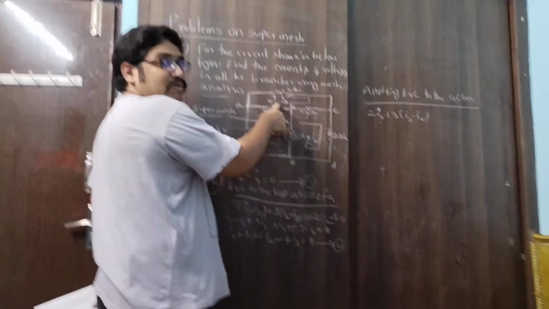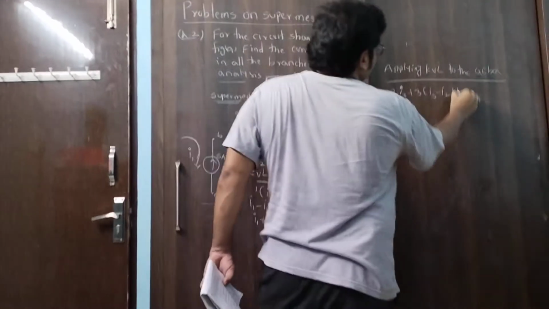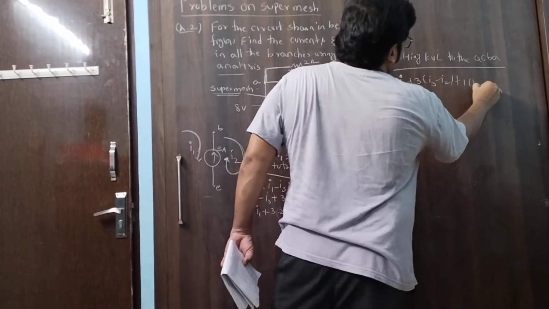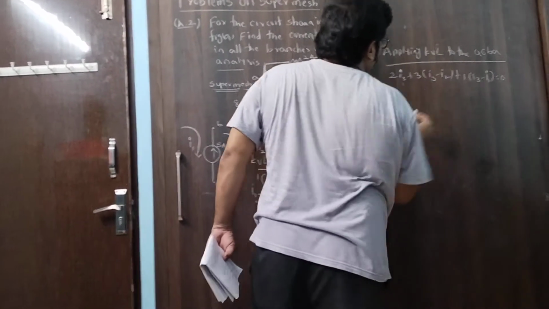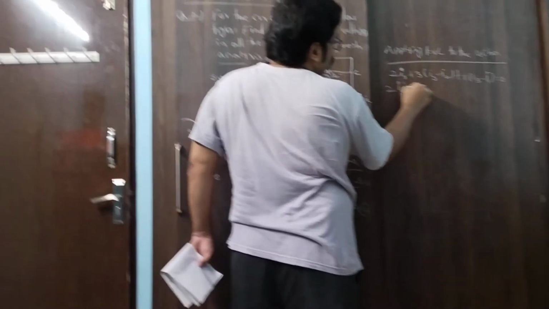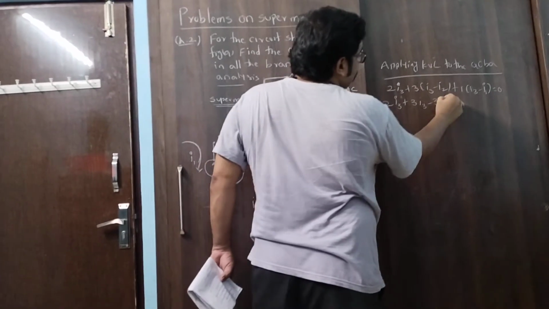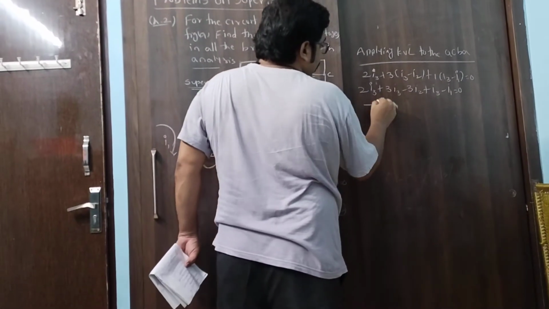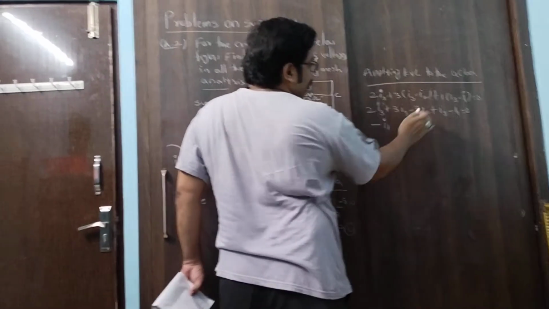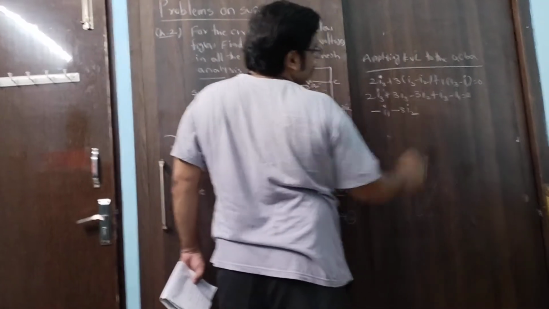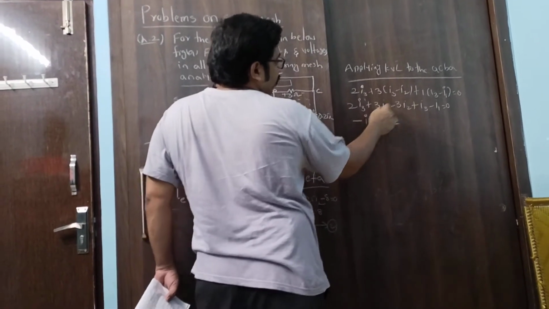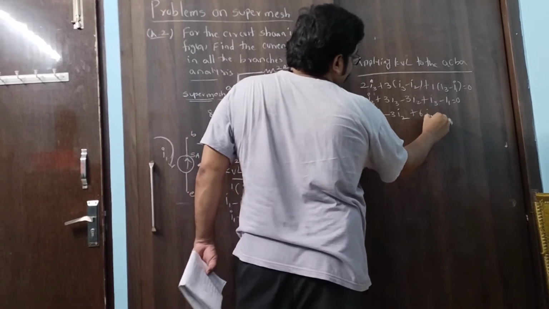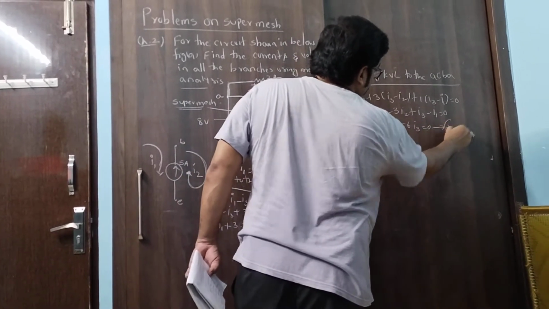Next, 1 time of I1 minus I3 minus 1 time 1 into I3 minus I1 is equal to 0. So you can write this equation: 2I3 plus 3I3 minus 3I2 plus I3 minus I1 is equal to 0. Minus I1, minus 3I2. So 2 plus 3 will be 5, 5 plus 1 will be 6I3. 6I3 is equal to 0. So this is equation number 3.